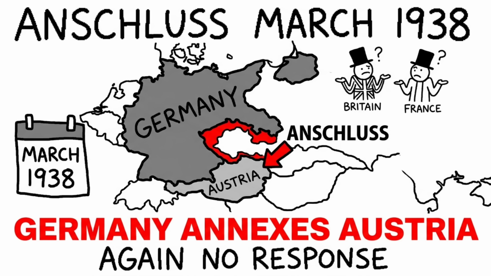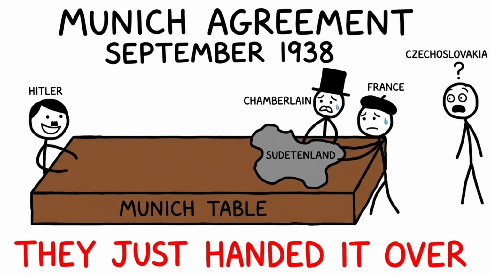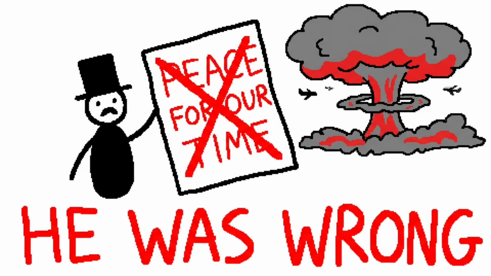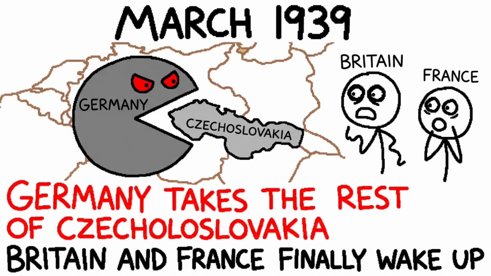In March 1938, Germany annexed Austria in what became known as the Anschluss. Again, no serious response. In September 1938, Hitler demanded the Sudetenland, a chunk of Czechoslovakia with a large German-speaking population. Britain and France, desperate to avoid another war, met with Hitler in Munich and handed it over. British Prime Minister Neville Chamberlain flew home waving a piece of paper and declared it peace for our time. He was wrong. In March 1939, Germany swallowed the rest of Czechoslovakia. Britain and France finally started paying attention. But it was too late.